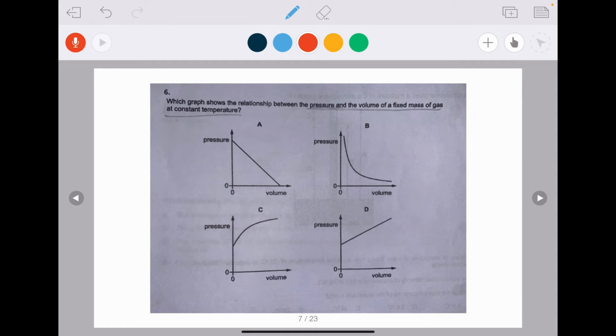Moving on to question 6, which graph shows the relationship between the pressure and the volume of a fixed mass of gas at constant temperature? For any inverse relationship, the graph will always look like this, a decreasing slope. So the answer will be B.